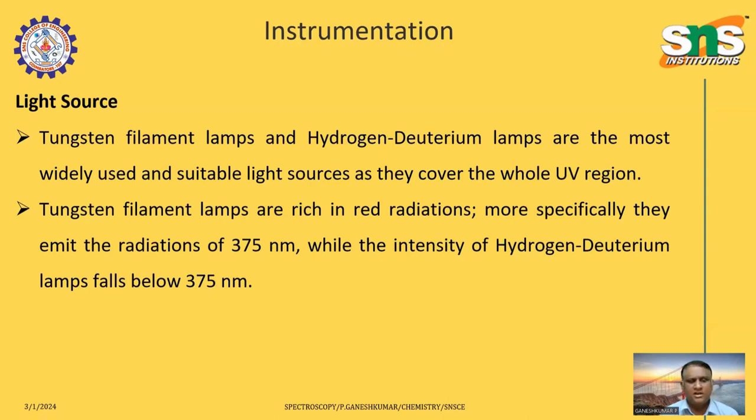Tungsten filament lamps are rich in red radiations. More specifically, they emit radiation at 375 nanometers, while the intensity of hydrogen deuterium lamps falls below 375. For above 375, we usually go for the halogen lamps.